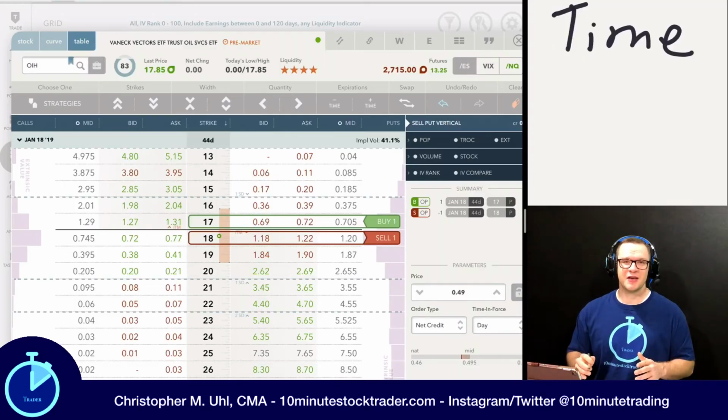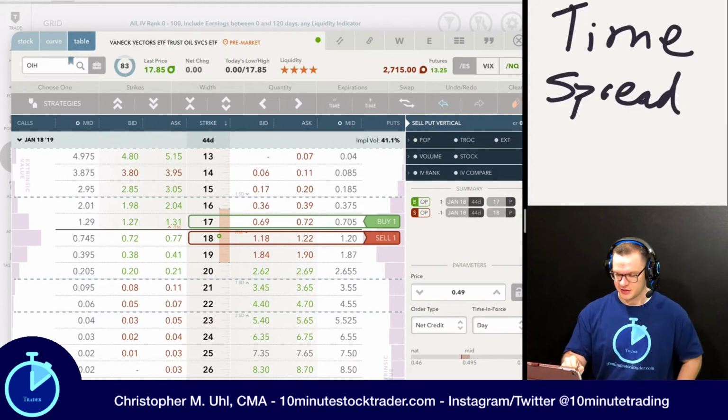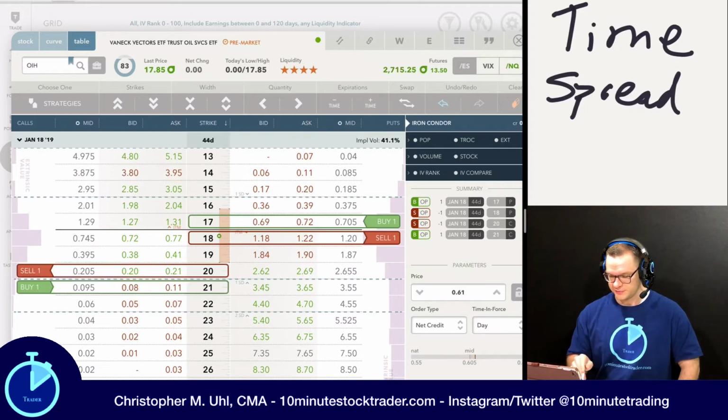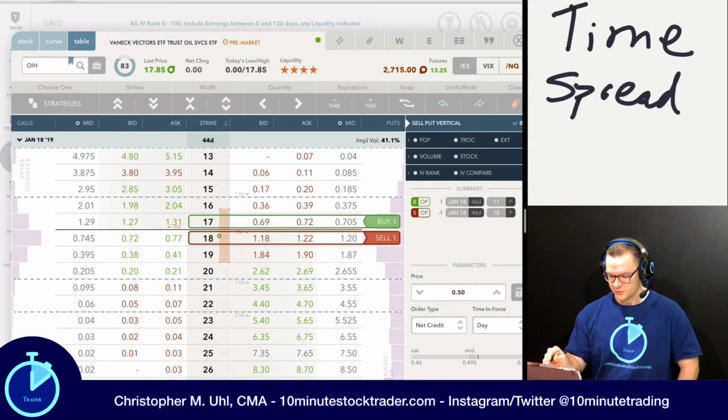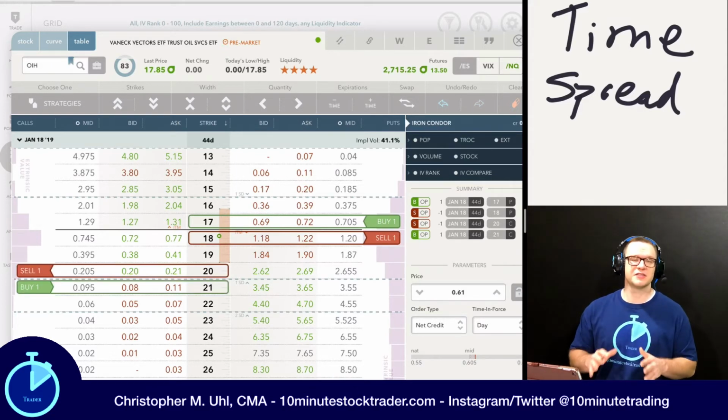Now, the second option you have whenever you're adjusting a trade is putting on an opposite spread. So we talked about time, and now we're talking about a spread. Let's say that we've got our 18/17 put spread that we've sold in OIH. And maybe now OIH is down to 16 or 15. What we could do is put on an opposing spread at, let's call it, 20 and 21. And our trade was at 50 cents. Now it's at 61 cents. So we've taken in 11 cents of credit.